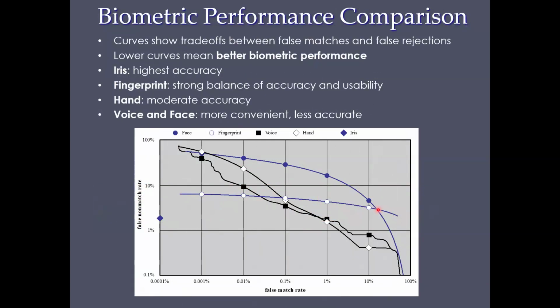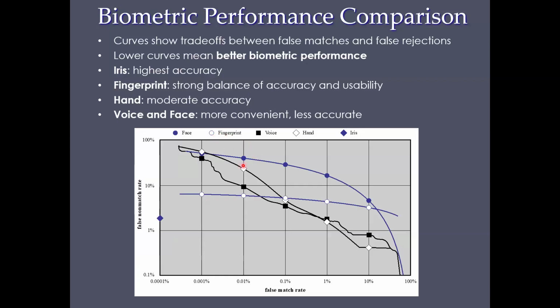So this is the performance of all the biometric authentication methods that we have. Here we have them on a graph, and the curve shows the trade-off between matches and false rejections. If we have lower curves, which we have with Iris, and we know Iris achieves better accuracy, it will be on the lower curve.